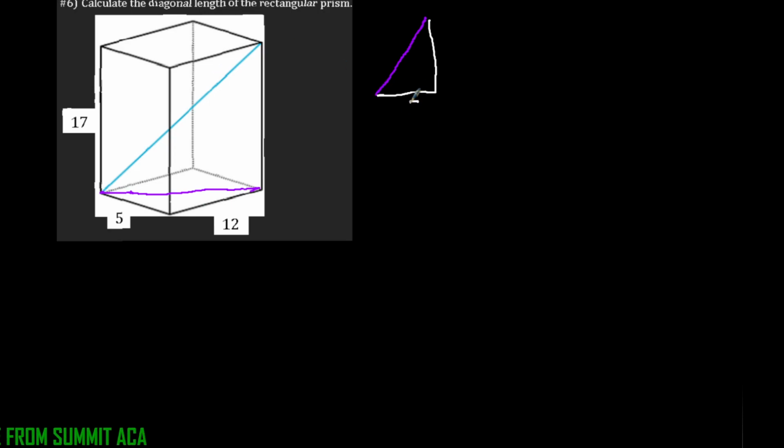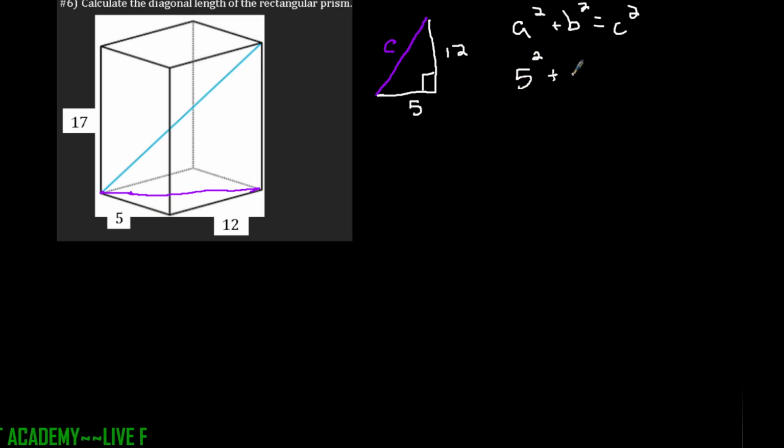So I'm going to say this is 5 and this is 12, and let's call this side length c. So I plug it in my formula. Let me make sure we have it. So I have a squared plus b squared equals c squared. My two side lengths are like this. I'm going to say I have 5 squared plus 12 squared is going to be equal to c squared.